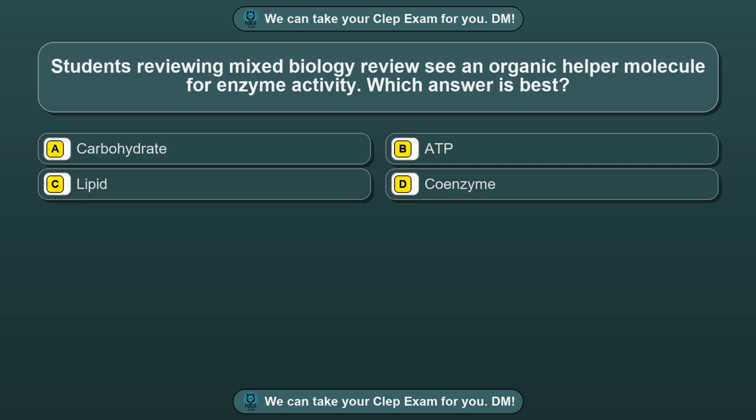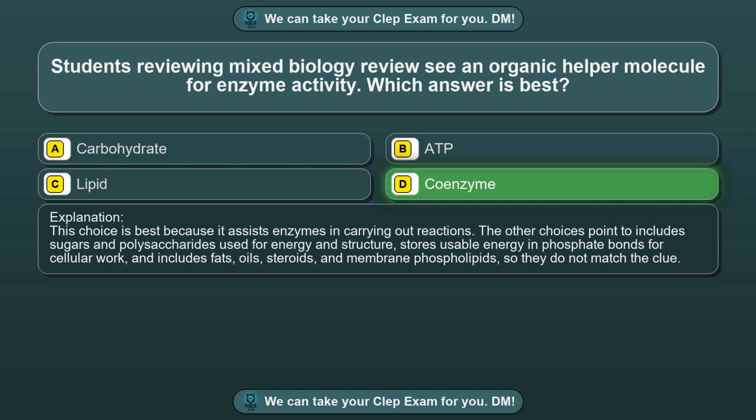Question 51. Students reviewing mixed biology review see an organic helper molecule for enzyme activity. Which answer is best? Option A, carbohydrate. Option B, ATP. Option C, lipid. Option D, coenzyme. The correct answer is option D, coenzyme.